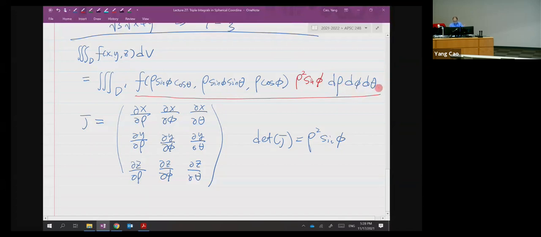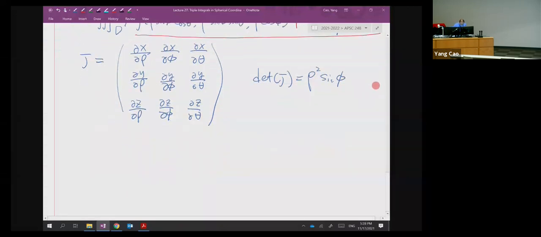Okay, so the next question is we need to find the limits for rho, for phi, and theta, so then we can calculate this triple integral, right? Okay, so that's what we're going to do. We'll see how we can find the limits for rho, phi, theta, using the same approach that we have done previously to scan through this region and find the limits for each one of the variables here. I'm going to demonstrate using an example to show you how we find the limits for rho, phi, theta.